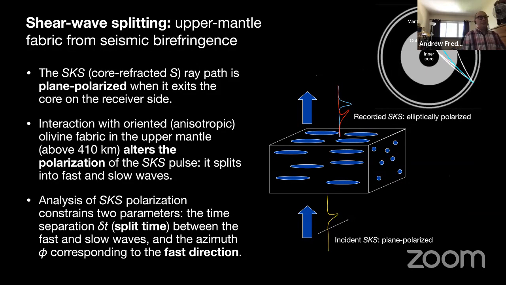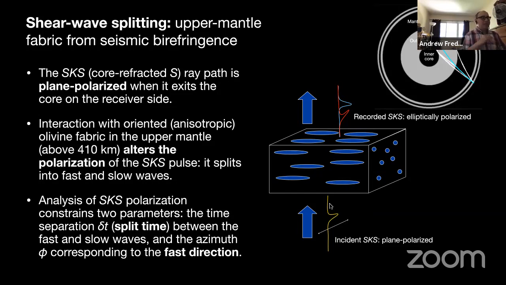So since this is a more geophysical audience, I don't think I need to go too much into the basics of shear wave splitting, but essentially it's a birefringence analysis that takes advantage of the fact that certain teleseismic phases have a known plane polarization, notably the SKS ray path, which emerges from the outer core into the mantle with a linear polarization, as you can see here.